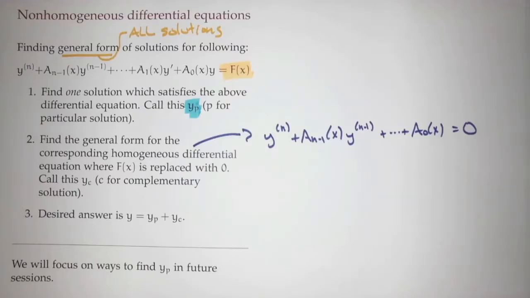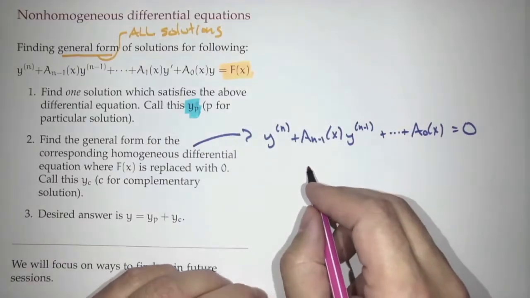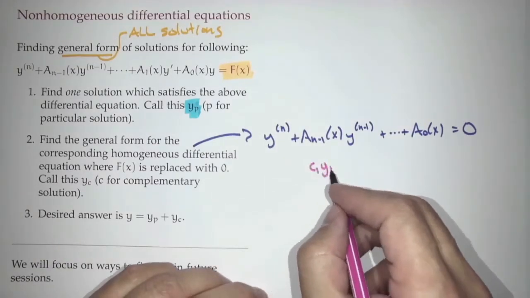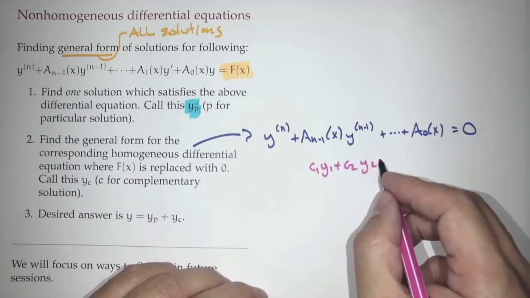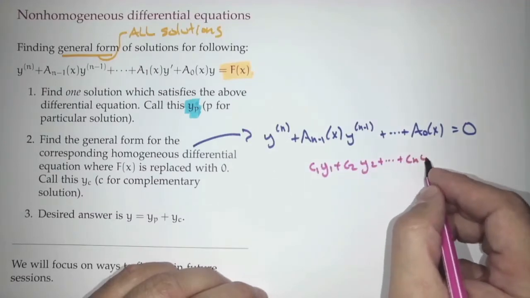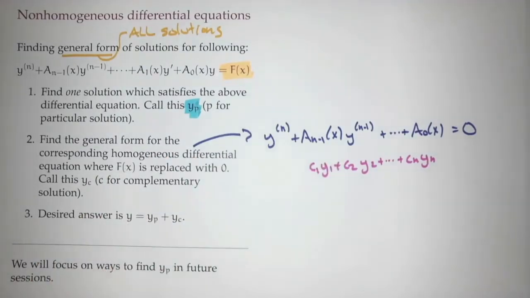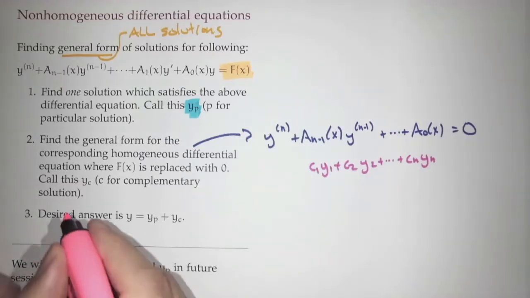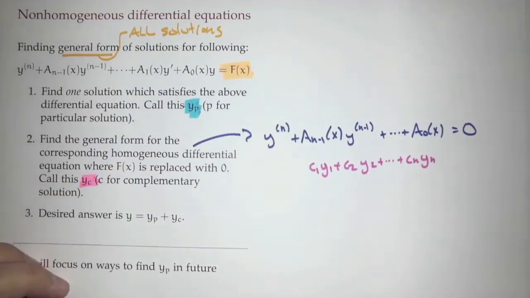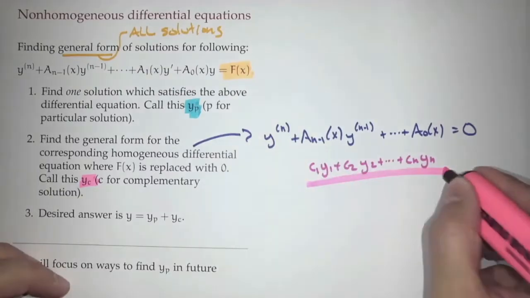We have technology in certain cases. In particular, if we have constant coefficients, we know how to solve this. And so we solve it and come up with a general solution. Our general form is some constant times y1, some constant times y2, all the way up to some constant times yn. This is the general form for the homogeneous part, and we call that y sub c, c for the complementary solution.